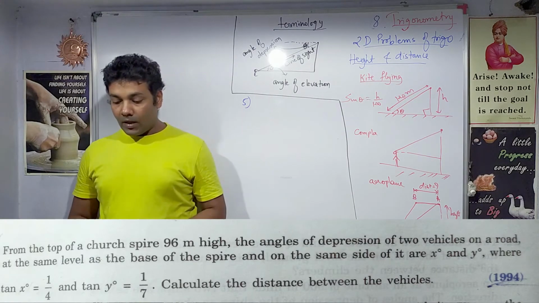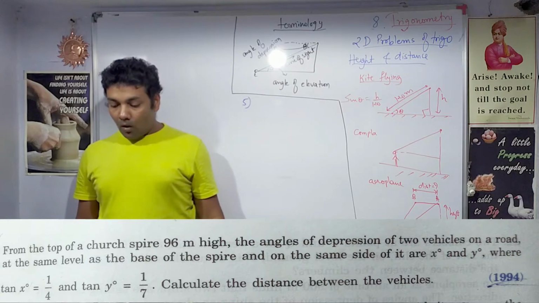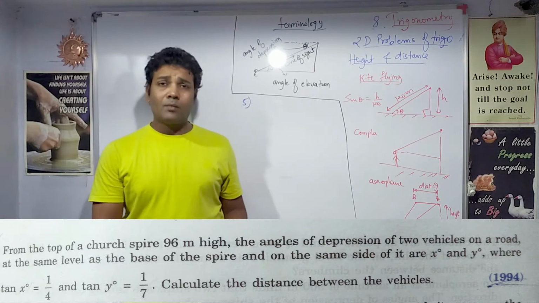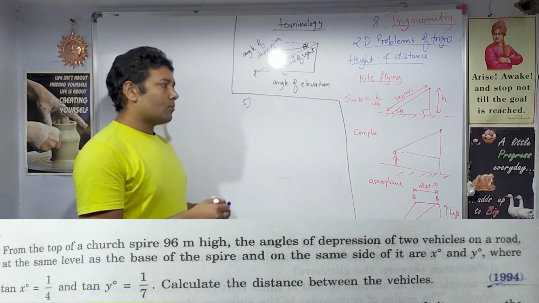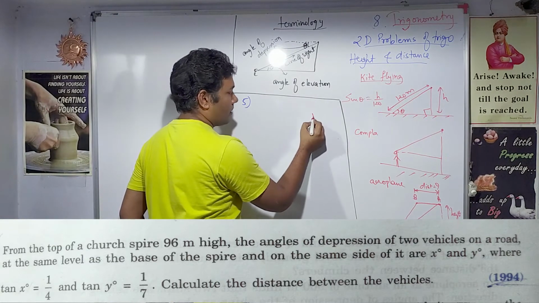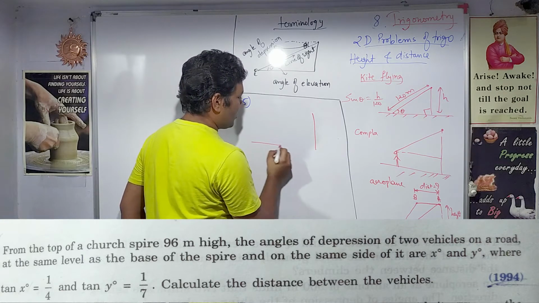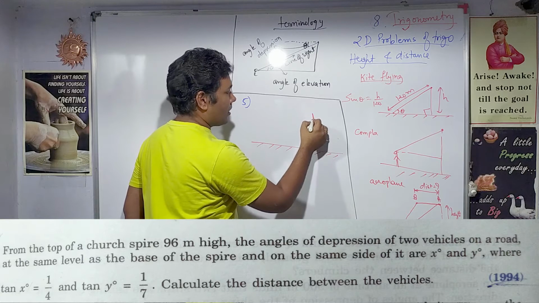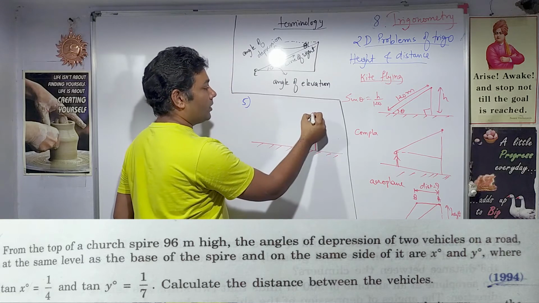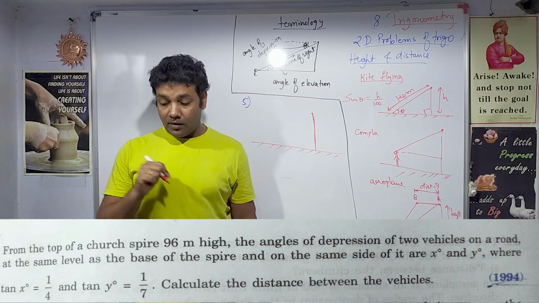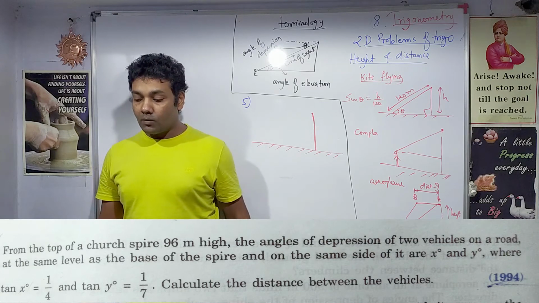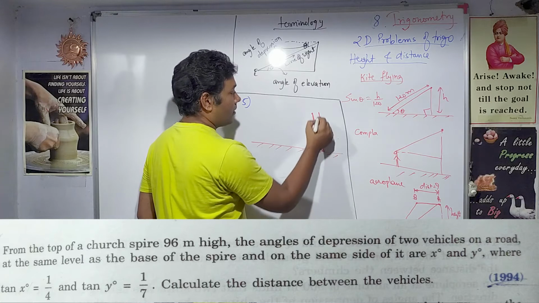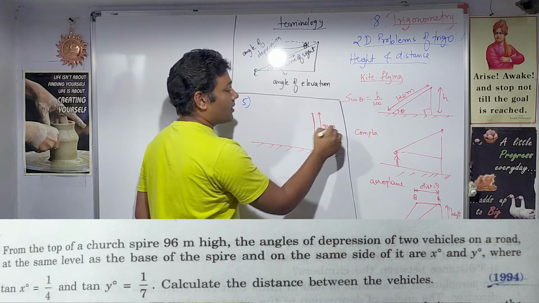So the question says, from the top of the church spire. What do you mean by church spire? Church spire, you just take it as a church. Let us represent a church, right? So this is a simple church. From the top of the church spire, 96 meters high. So the church is 96 meters high.